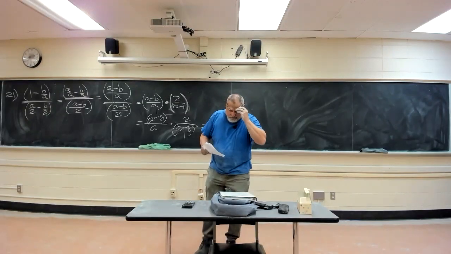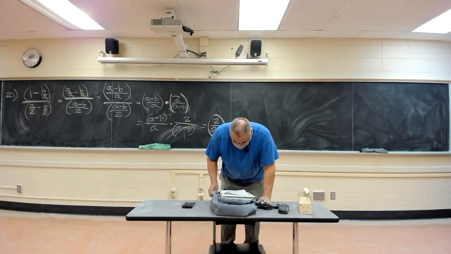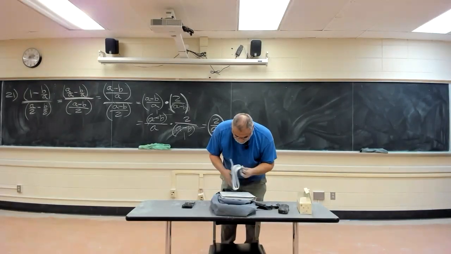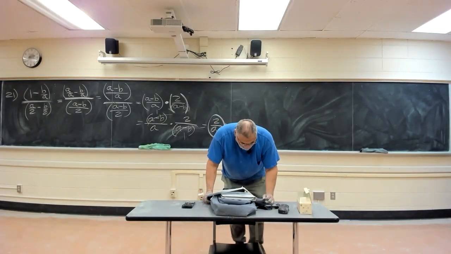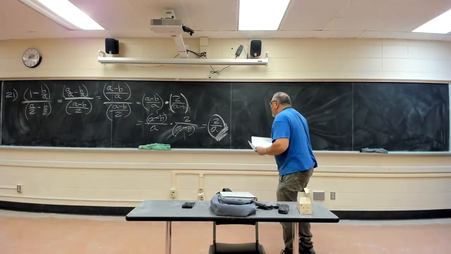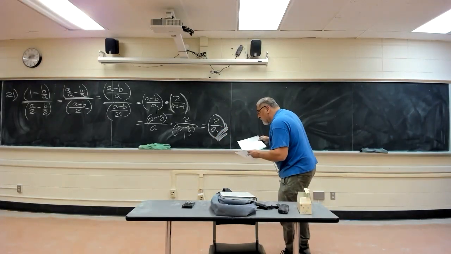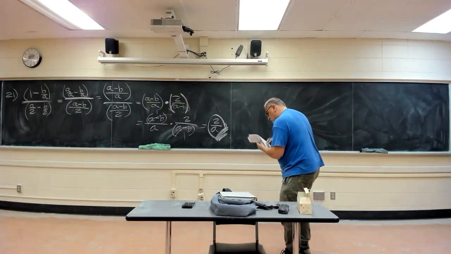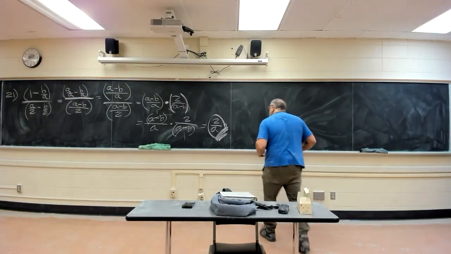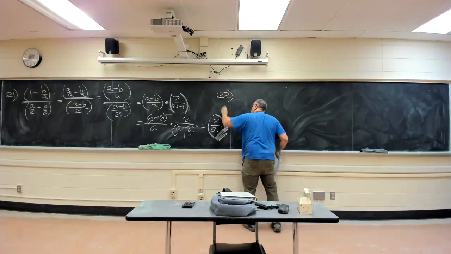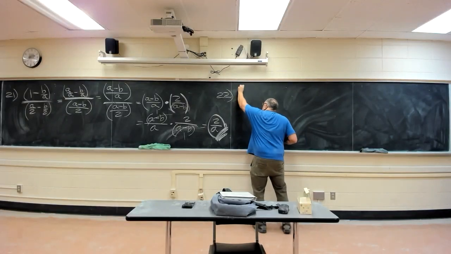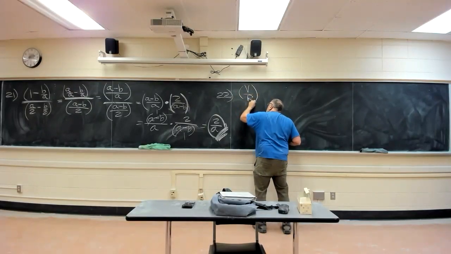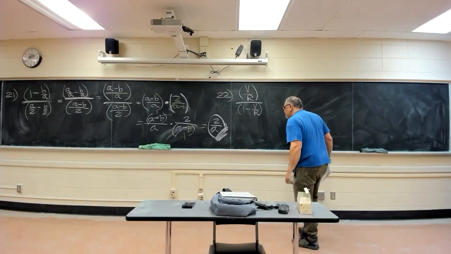For 21, you got that. Let's always check this, guys. I'm always a little apprehensive. Yeah, that's 2 over A. That's 2 over A for a final answer for 21. 22. You got V over R, and you got 1 minus V over R. How's that going to play out?